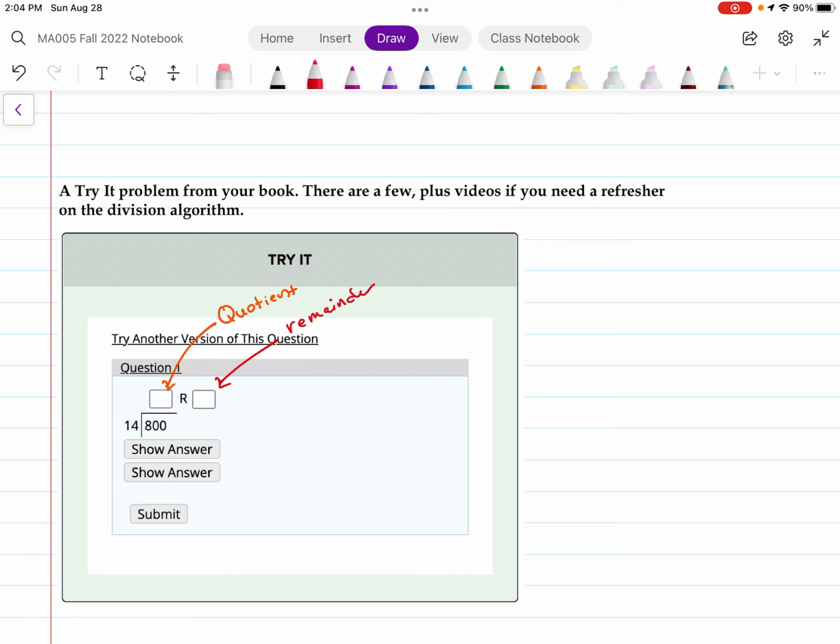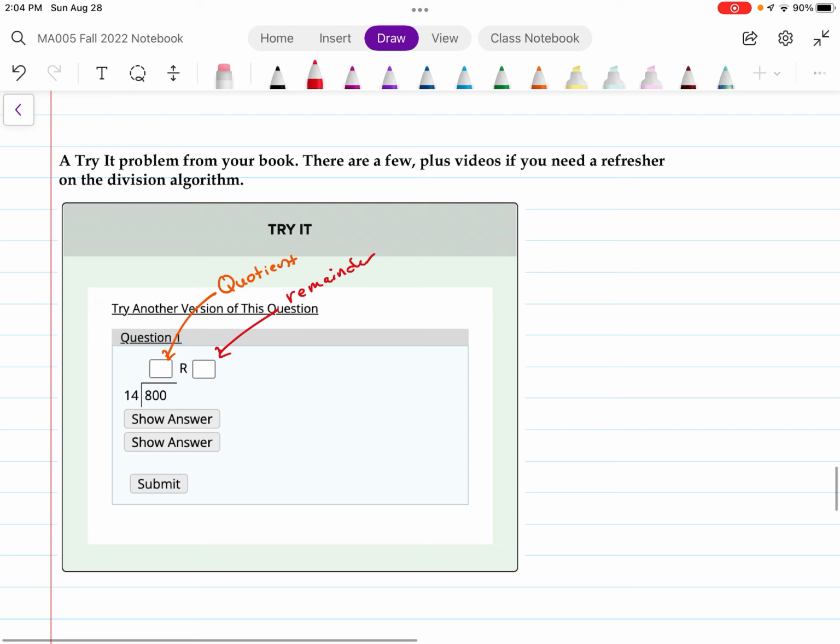And these are the ones in your book. You can have it show you the answer. You can try it and then submit it and it'll tell you if you're right. You can try another version of the question and that kind of thing.